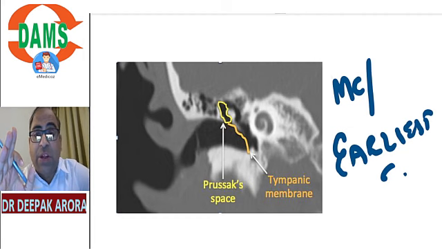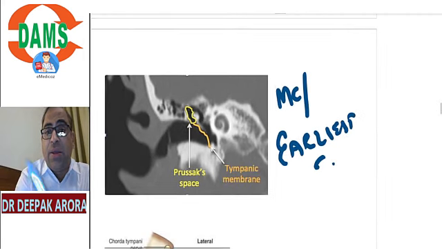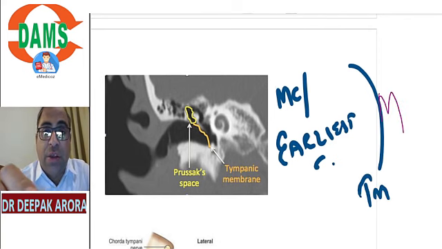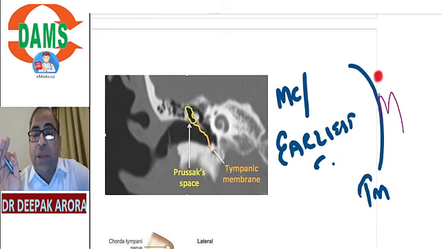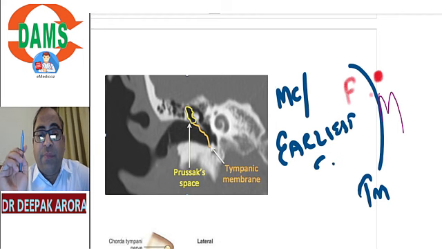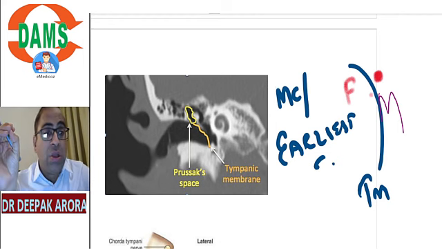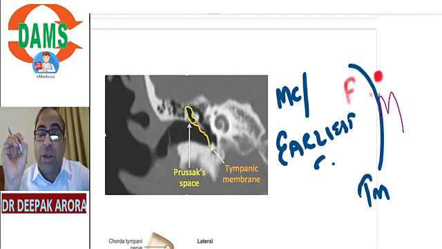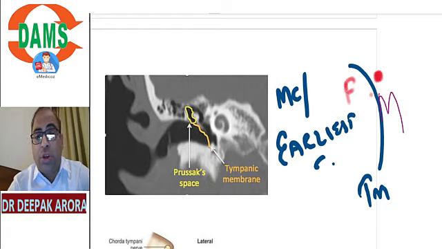It is the space between the tympanic membrane and malleus. This is my tympanic membrane. This is my malleus. So this area, which is above the malleus and below the tympanic membrane, just below the pars flaccida and above the malleus, is your Prussak space. That is your most common site for cholesteatoma formation, the earliest site for cholesteatoma formation.